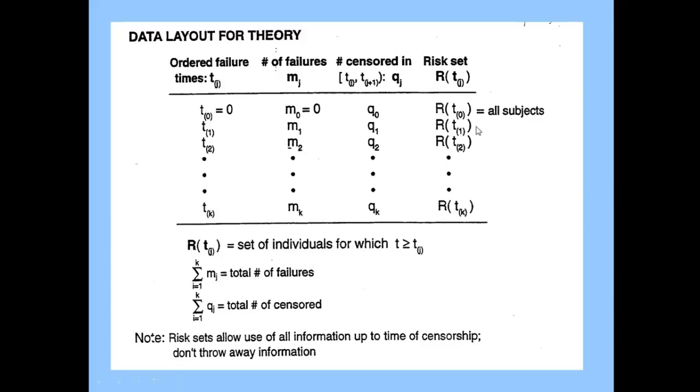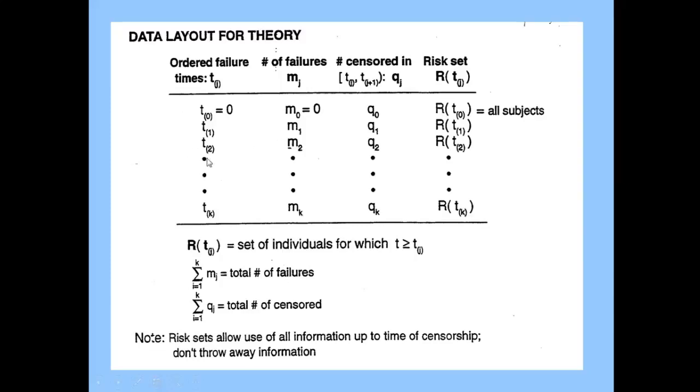Okay, what about the next thing? Who's in the risk set at time 6? Well, this is a little tricky, because what you're asking is, who was at risk just prior to time 6? Who's at risk for failing just prior to time 6 when 3 people failed? How many were at risk? Everybody. Everybody was at risk just prior to the time that 3 people failed.